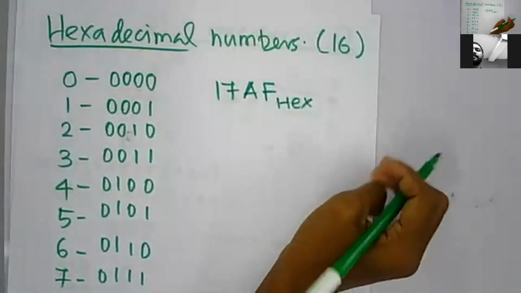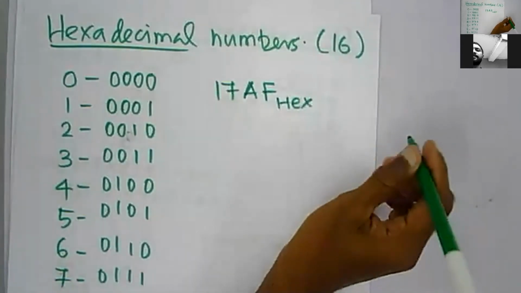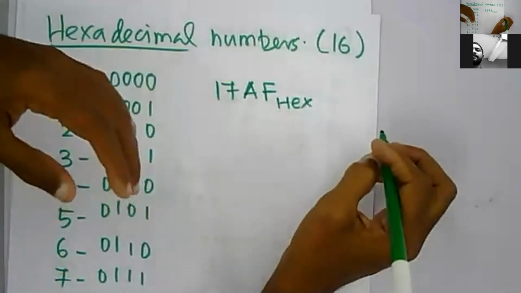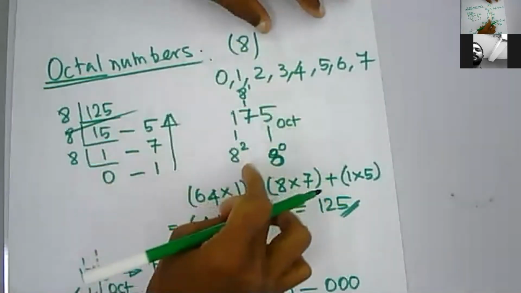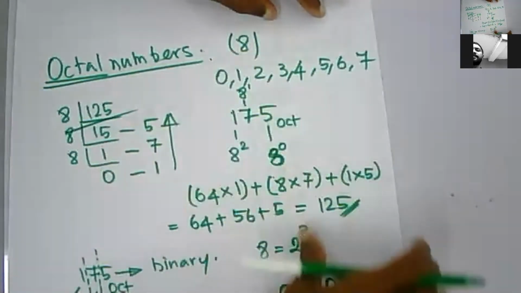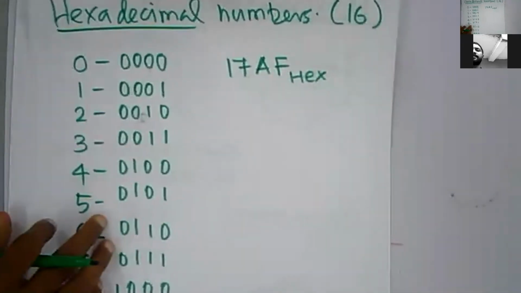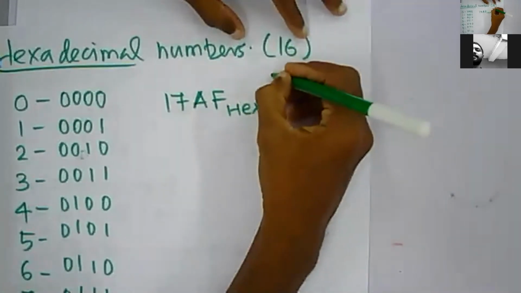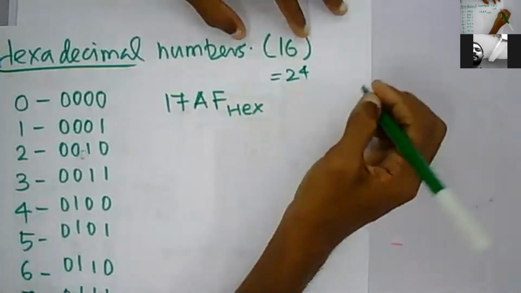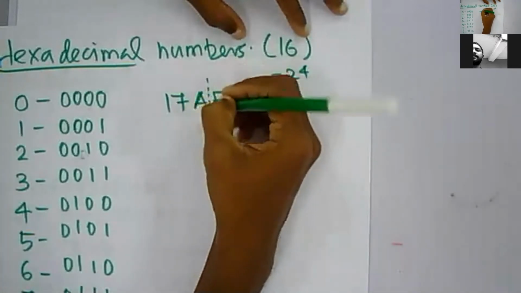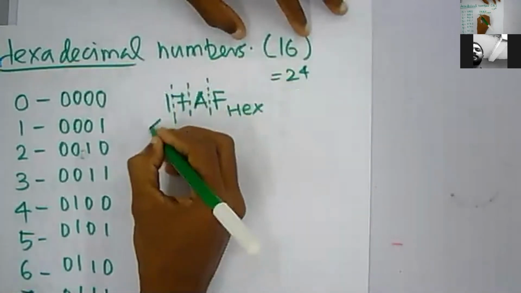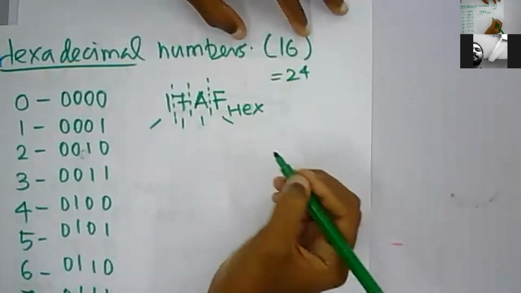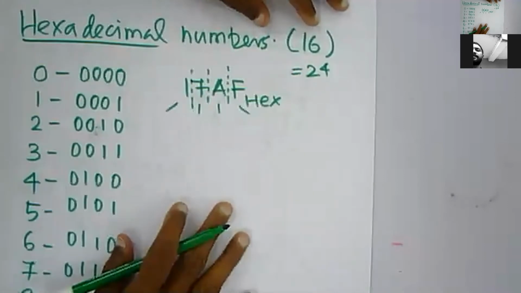I have 17AF in hex. My question is, convert this into a binary number. For octal, what we have done is, it is base 8, which is 2 to the power 3. Similarly, hexadecimal is 16, which is 2 to the power 4. So we can represent each digit with a 4-bit binary number.